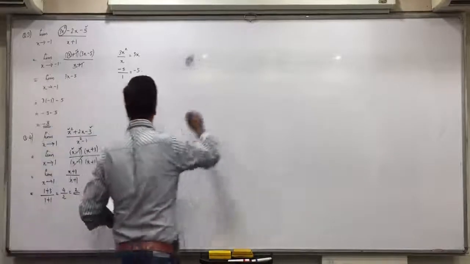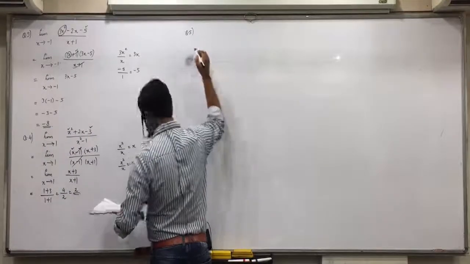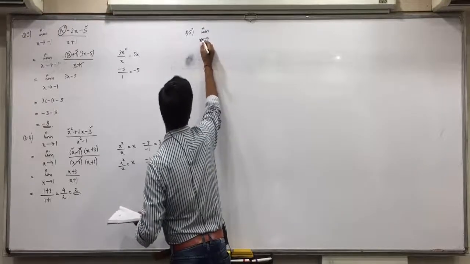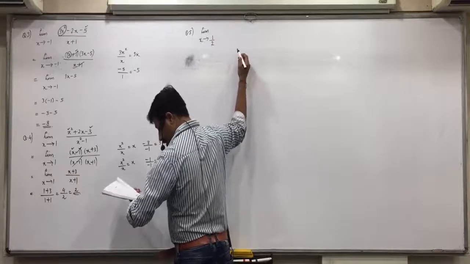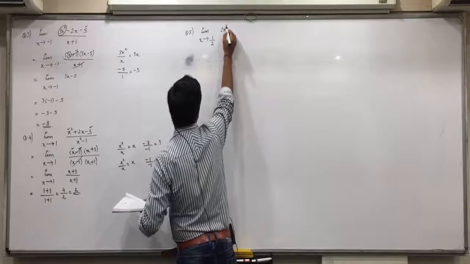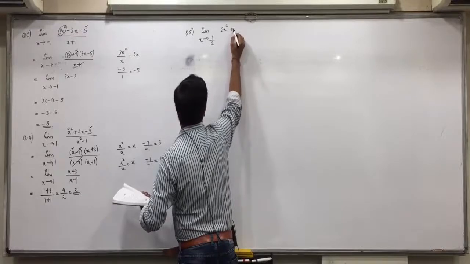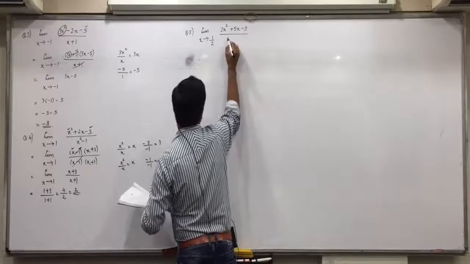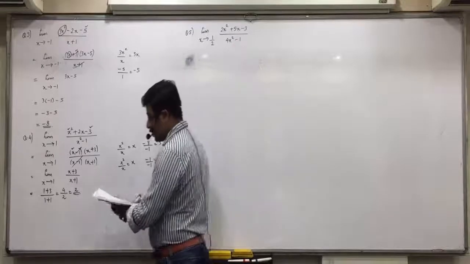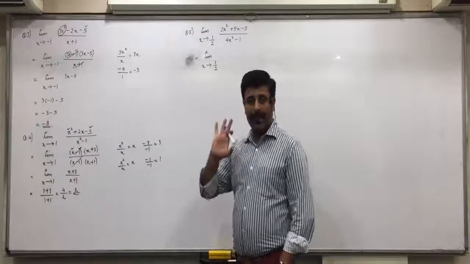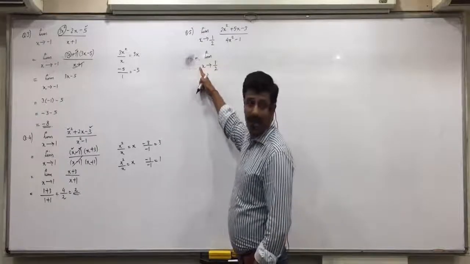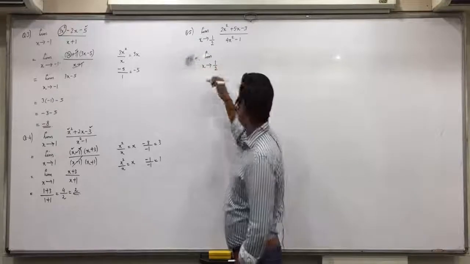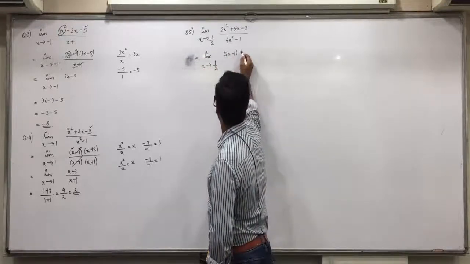Look at the next question, everyone. Question 5. Limit x tends to half, 2x square plus 5x minus 3 upon 4x square minus 1. Is everyone clear with it? In the numerator, what common factor will you get? 2x minus 1. Is everyone clear with it? 2x minus 1.